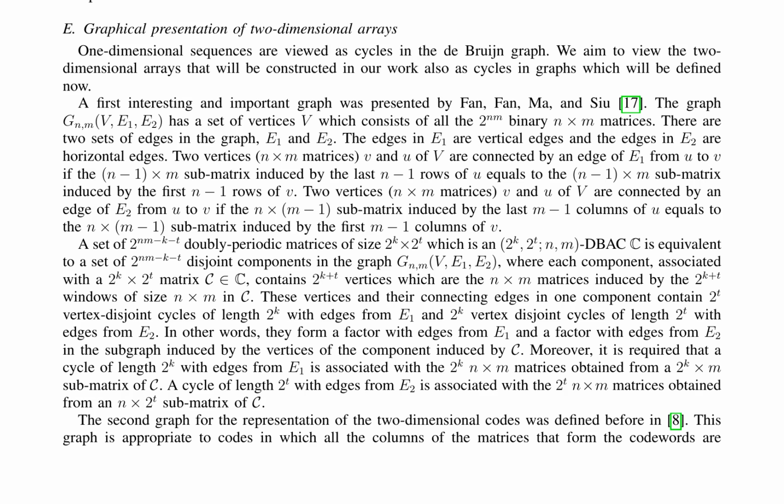A set of doubly periodic matrices of size 2^k times 2^t is equivalent to a set of disjoint components in the graph G(n, m) = (V, E1, E2), where each component contains 2^(k+t) vertices induced by windows of size n times m in the matrices. These vertices and edges form a factor with edges from E1 and a factor with edges from E2 in the subgraph induced by the vertices of the component. Additionally, a second graph, previously defined in [8], is suitable for codes where all columns of the matrices forming the codewords are cyclic shifts of a single column.